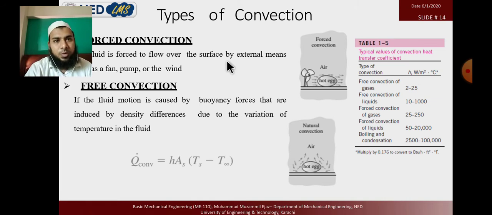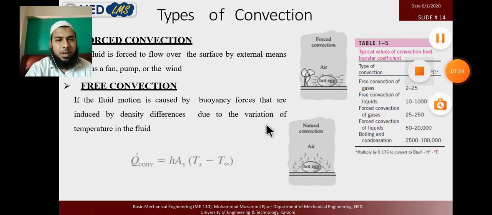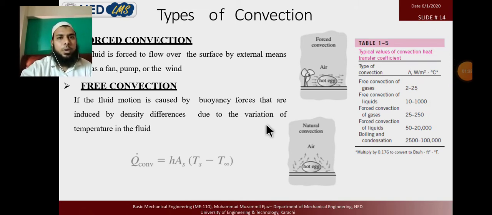But in forced convection, the fan installed in the fridge forces air from top to bottom and makes a uniform temperature throughout the fridge. But it needs additional energy, because the fan runs on additional electrical energy. Both have some advantages and disadvantages.